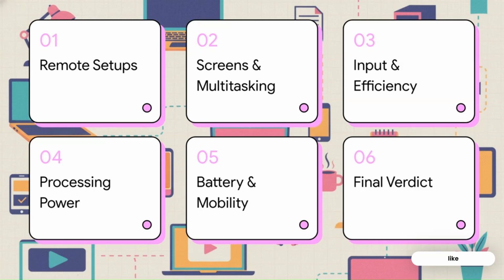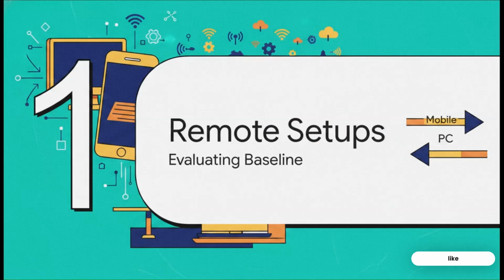Here is our consultation blueprint for today's audit. 1. Evaluating remote productivity setups. 2. Screen size and multitasking. 3. Input methods for task efficiency. 4. Professional processing power. 5. Battery longevity and mobility. And finally, 6. The consultant's final verdict. All right, starting with Section 1, Evaluating Remote Productivity Setups.